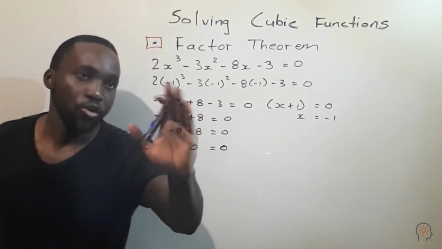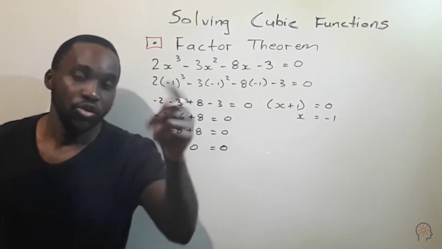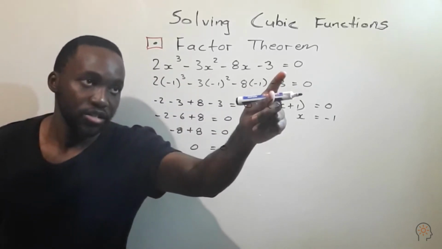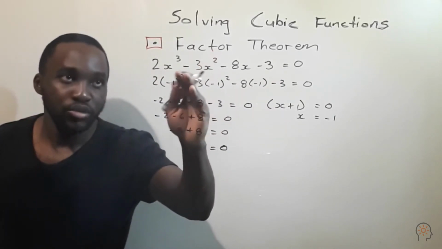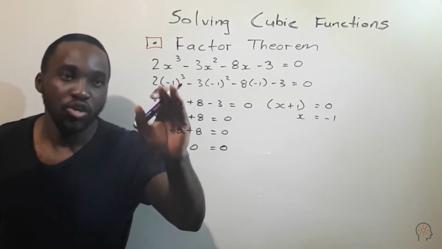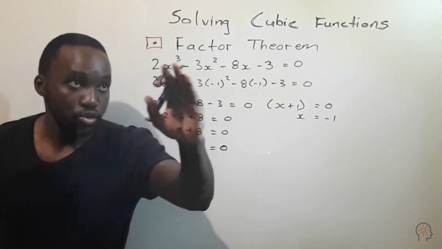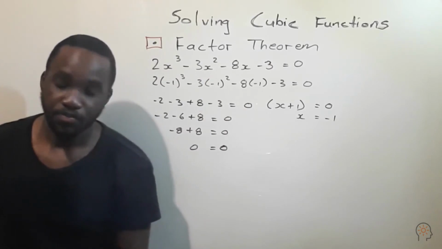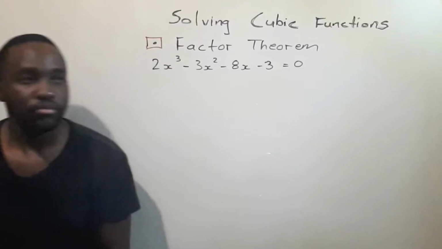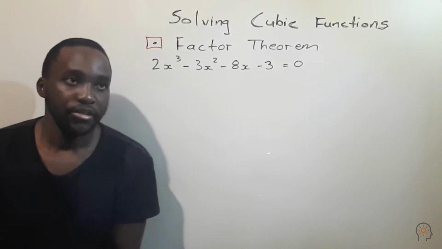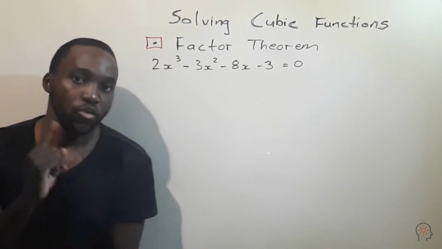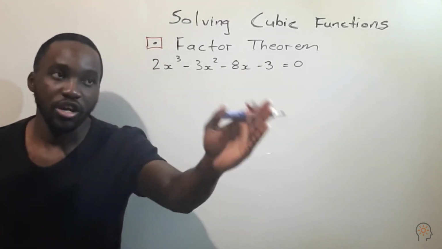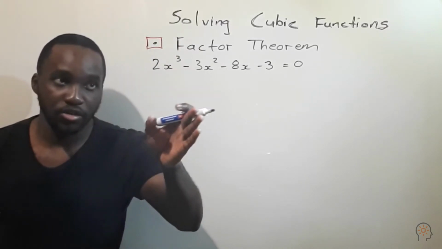Because we have gotten at least one solution using trial and error that satisfies this equation, we are now able to dig deeper into using the factor theorem to solve for this cubic function and get all our other solutions. So we said with the factor theorem, it's a matter of getting one solution that satisfies the equation and then using that one solution to get the others.